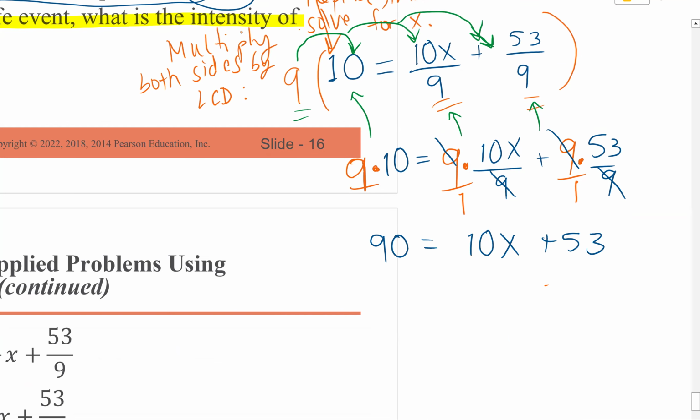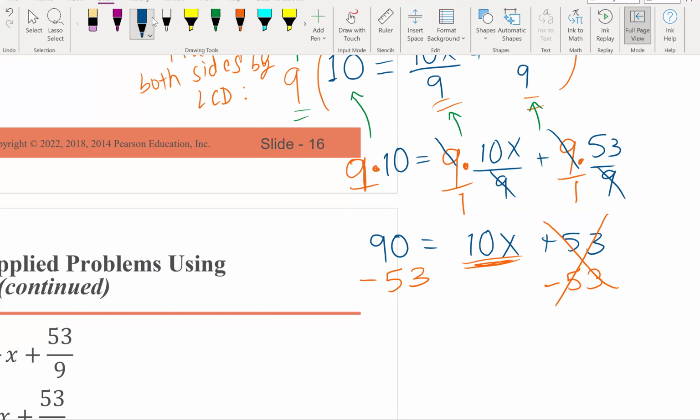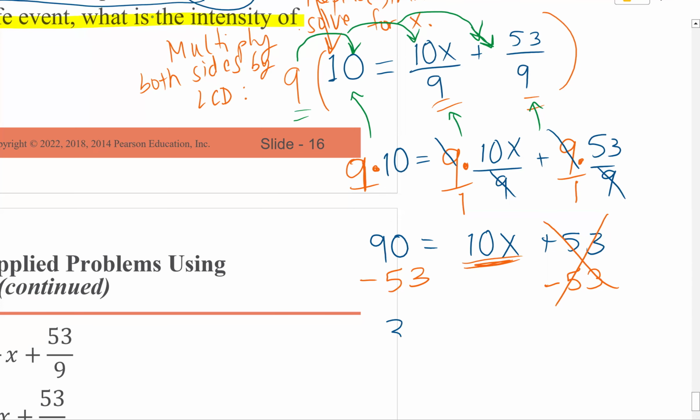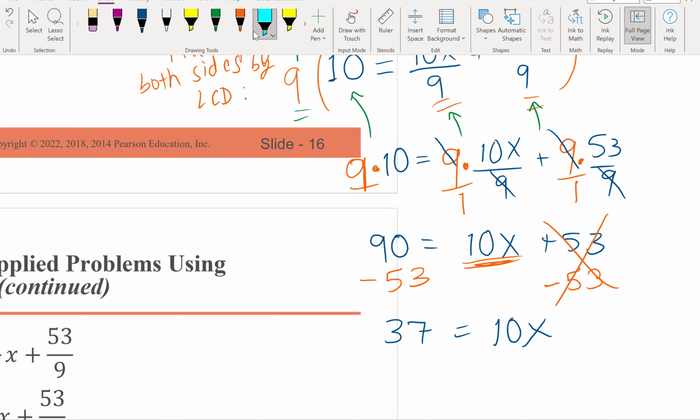It looks too nice. And this is another one where I always say I'm going to move everything to one side, or I always want to move the variables to the left, but there's only one variable. He's already on the right side, and he looks happy and comfortable over there. So it's easier to move that one constant term next to him to the other side. It was a positive 53, so I'm going to subtract it to get rid of it. 90 take away 53 is 37. Wait, is that true? I think so. That equals 10x. Last step to isolate x, I just need to divide both sides by 10.